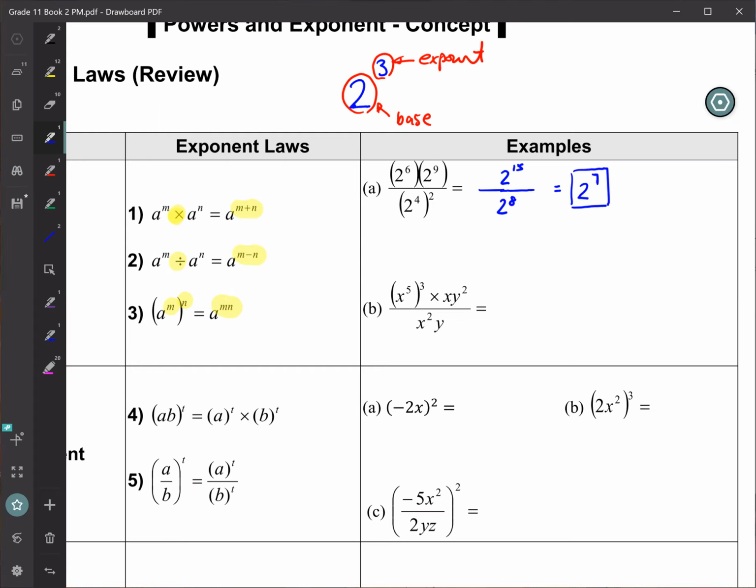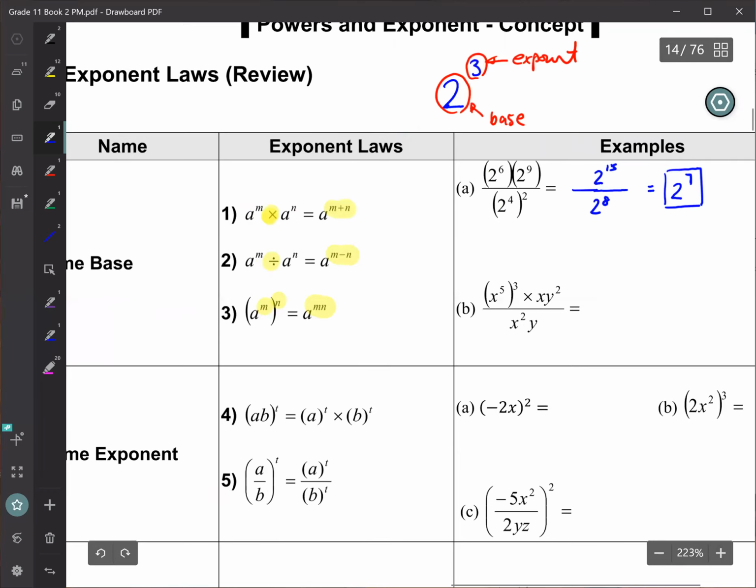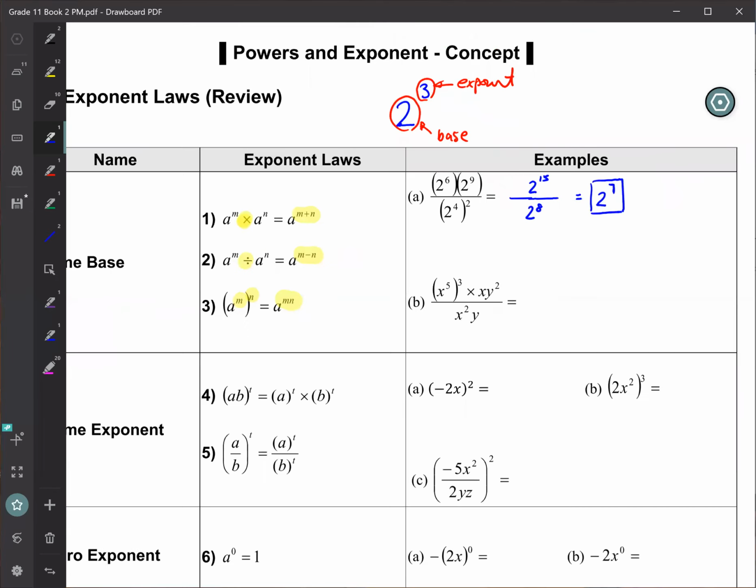So we can do the same thing with variables. At the bottom, x is one base and the other base is y. So only the same base can combine together.